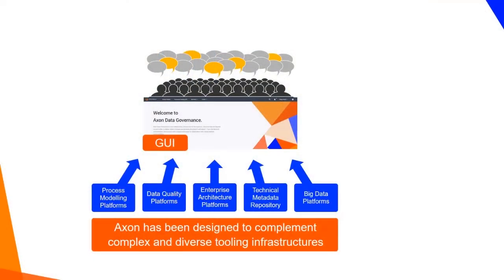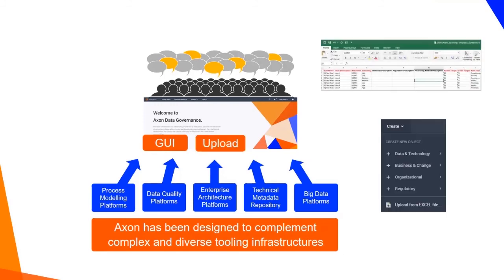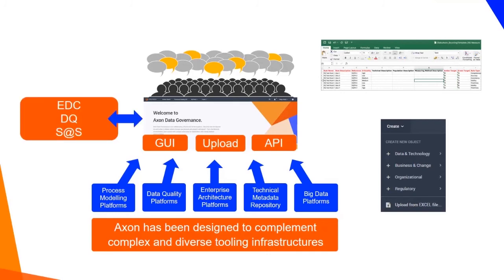Axon can be populated in a variety of different ways. Through the manual creation of one-off objects using the user interface. Through the bulk upload of objects via an Excel file using pre-existing templates or mapping columns. Via APIs. Or via integration with other Informatica products, such as EDC, Data Quality, and Secure at Source. This video focuses on the manual creation of objects using the user interface.